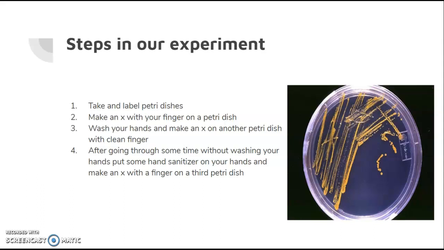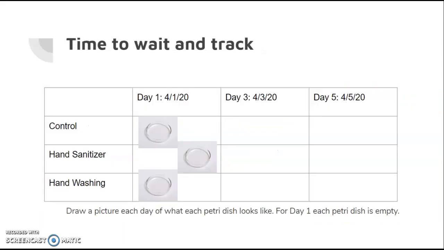And then I'm going to put hand sanitizer on, and I'm going to make an X on the petri dish gel that's in there, and then I have to tape those up and I have to wait, because it's not going to automatically show what's happening right away. It's going to take some time. Okay? All right. So this is our tracking sheet that we're going to do.